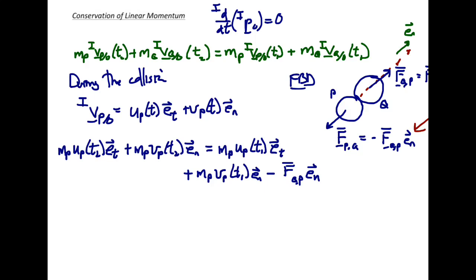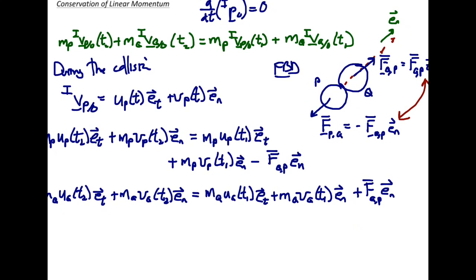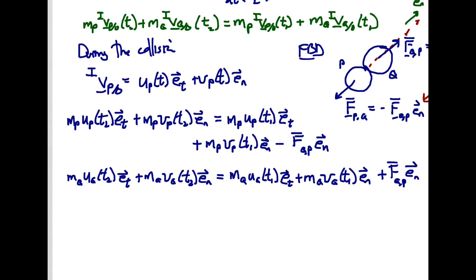And so we can write a similar expression for our particle Q, in which we use UQ in the ET direction, and then VQ in the EN direction. So this looks just the same as for the mass P, except for this last expression, in which the impulse applied on Q from P is going to be in the positive EN direction. We've done this before: because this is the force interacting between these two particles, they're going to have equal and opposite sign due to Newton's third law.